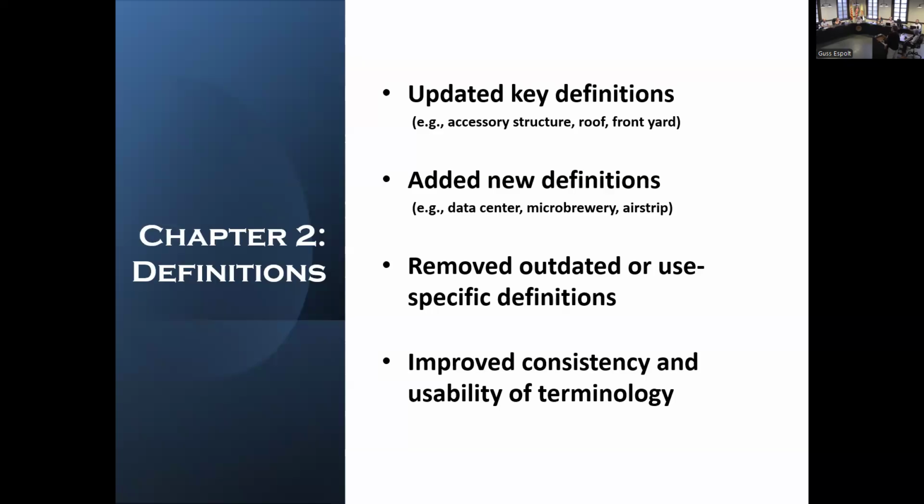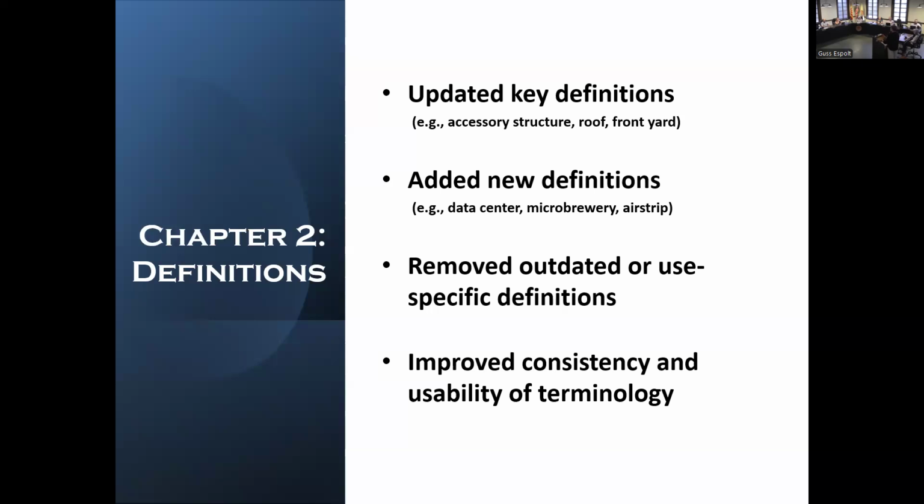We also removed outdated or use-specific definitions. So there were a lot that pertain to marijuana. And so if they were specific like that, we made sure they were in that section in chapter 4, I'm sorry, but we took them out of the actual chapter 2 for definitions.